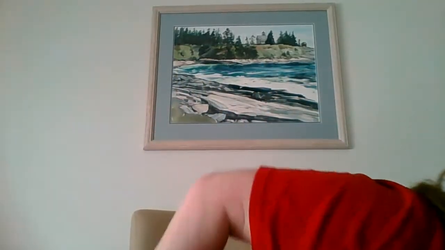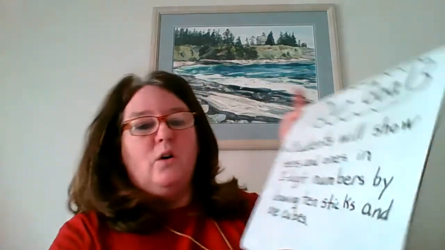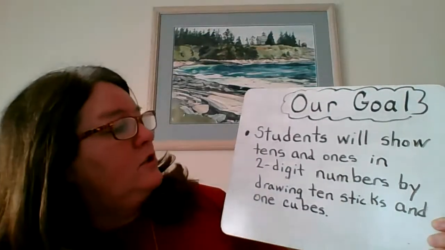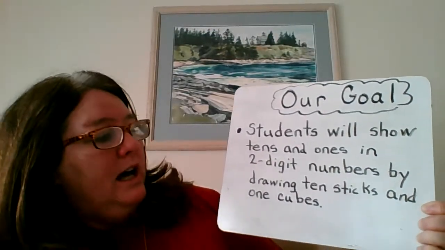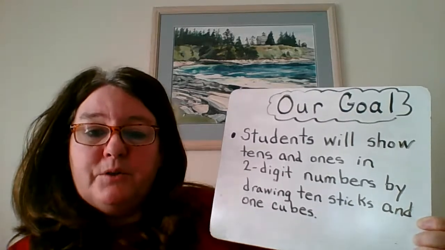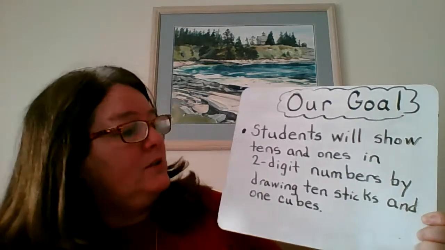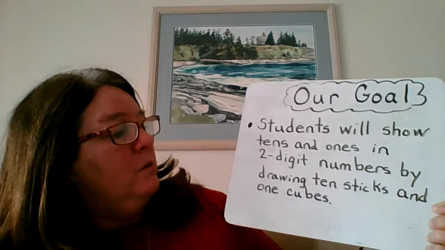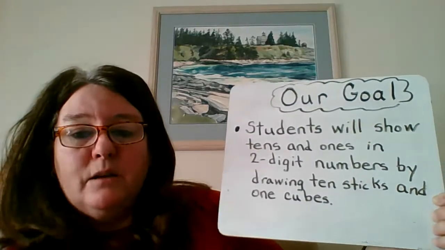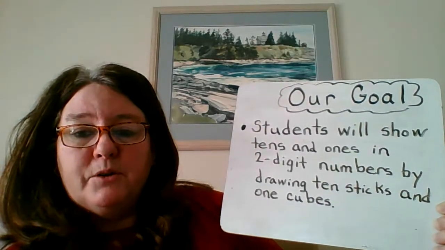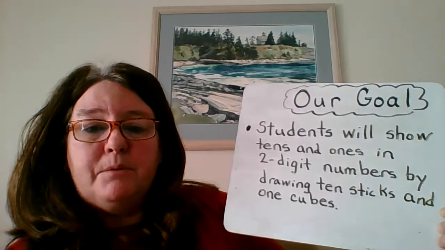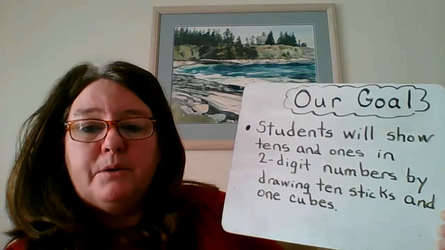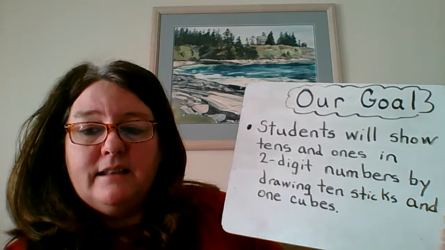So let's check our goal. Here's our goal. And our goal said students will show 10's and 1's in 2-digit numbers. Yep, we used 2-digit numbers. Each number had a 10 and a 1. And we drew 10 sticks and we drew 1 cubes to show those numbers. And again, this is number sense. We're just pulling apart the numbers and seeing how they make sense.